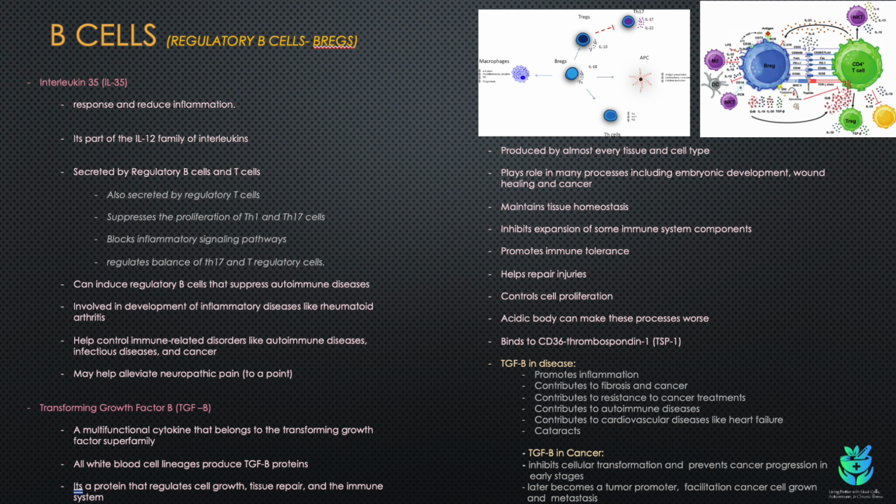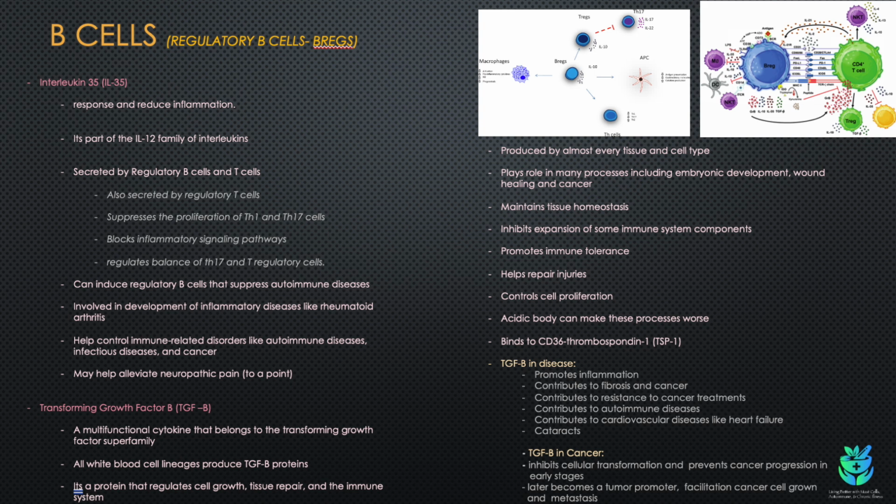It'll also release transforming growth factors, TGF-beta, and it's a multifunctional cytokine that belongs to the transforming growth factor superfamily. All white blood cell lineages produce transforming growth factor beta. It's a protein that regulates cell growth, tissue repair, and the immune system. It is produced by almost every tissue and cell type. It plays a role in many processes, including embryonic development, wound healing, and cancer.